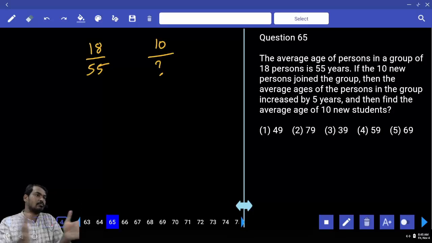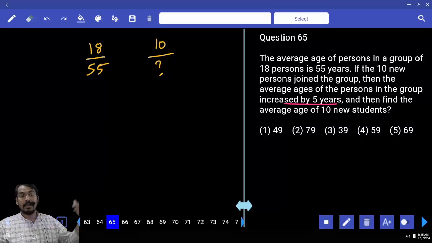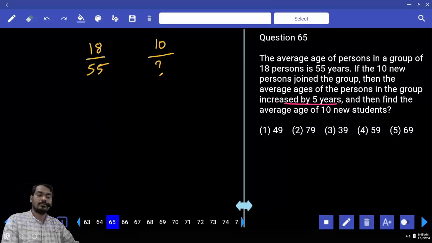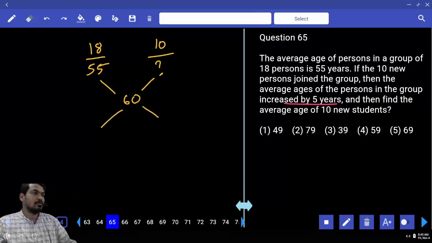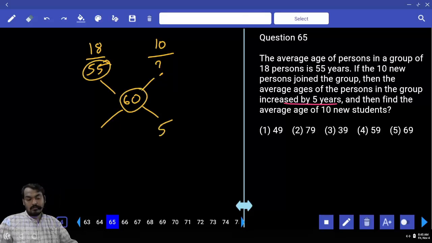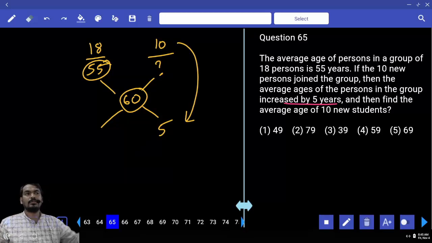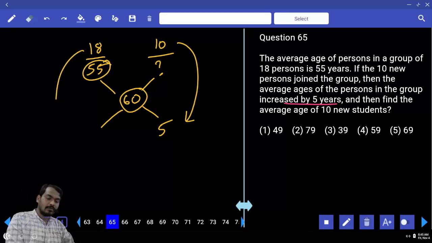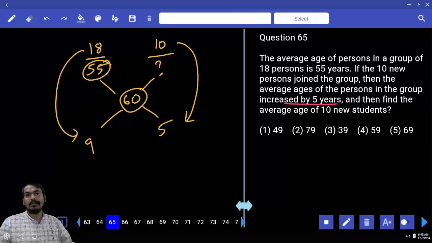Total how many students? 28 students. But the average of 28 students is increased by how many years? 5 years. Already the average is 55, increased by 5 means the new average is 60 years. Apply the alligation rule. What is the difference between 60 and 55? 5. 5 compared to 10, half value or double value? Half value. Right hand side it is half, so left hand side also half. What is half of 18? 9. Already compared to 60, 55 is lesser, so the answer must be more than 60 or less than 60? More than 60. Then the answer is 69.